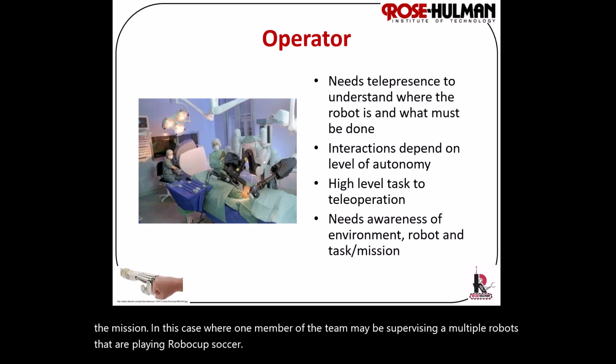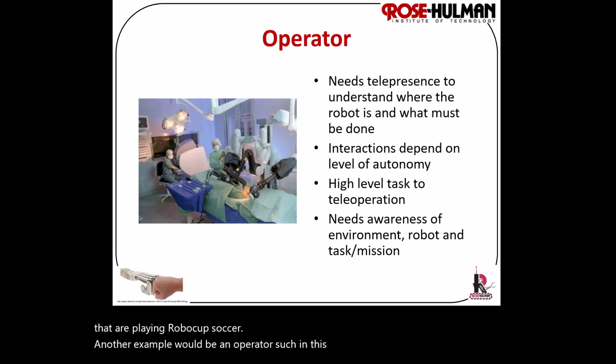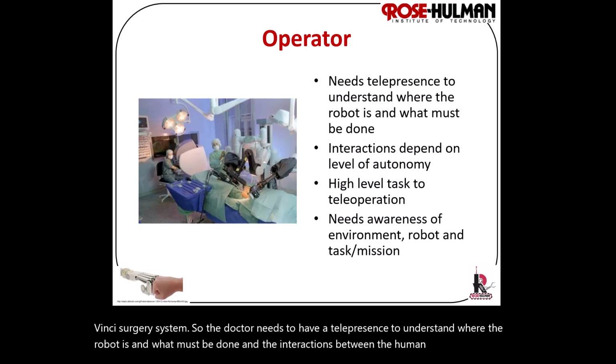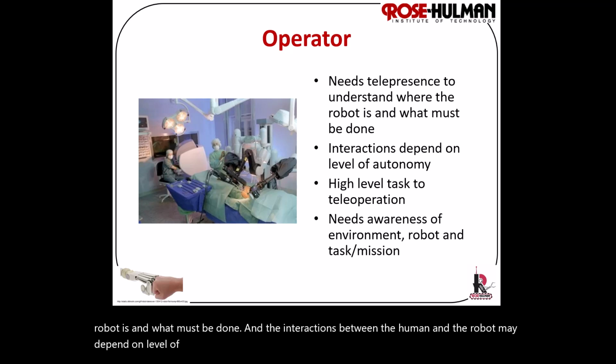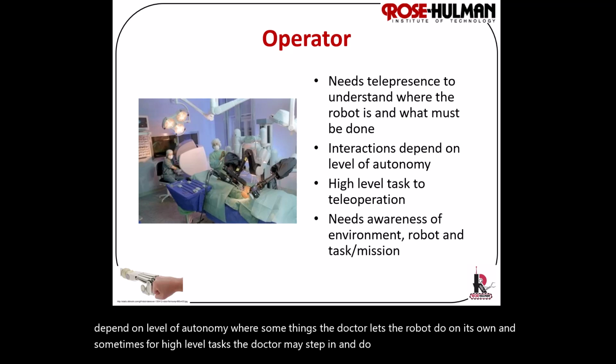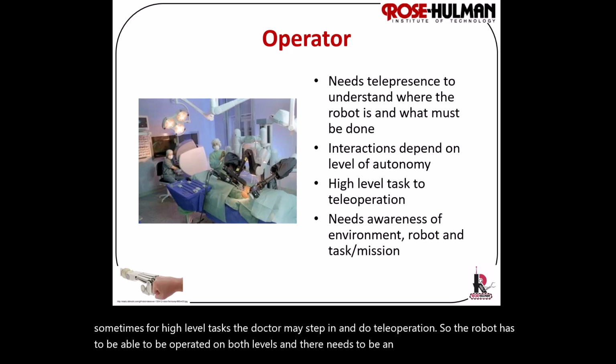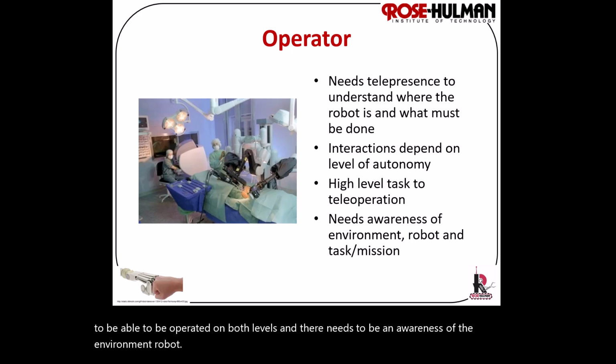Another example would be an operator, such as in this case, where a doctor may be using a Da Vinci surgery system. So the doctor needs to have a telepresence to understand where the robot is and what must be done. And the interactions between the human and the robot may depend on level of autonomy, where some things the doctor lets the robot do on its own, and sometimes for high-level tasks, the doctor may step in and do teleoperation. So the robot has to be able to be operated on both levels, and there needs to be an awareness of the environment, robot, task, and mission by the human.